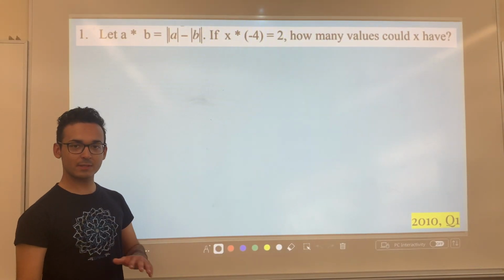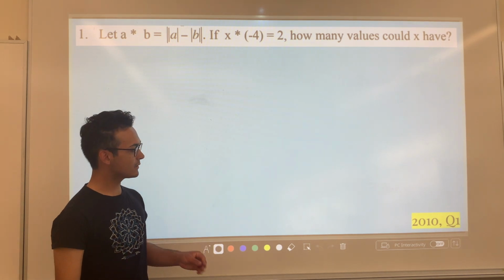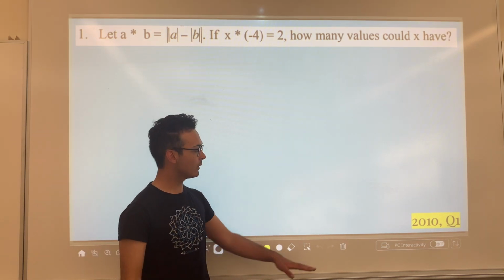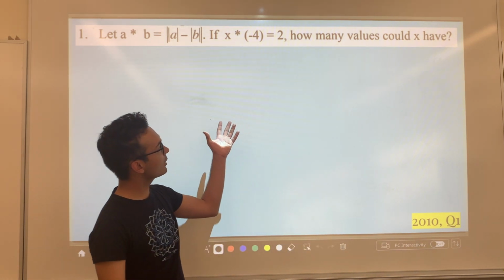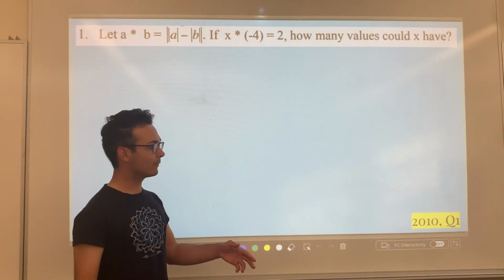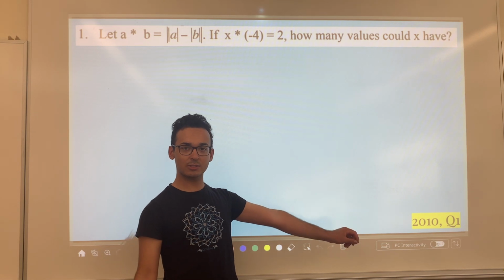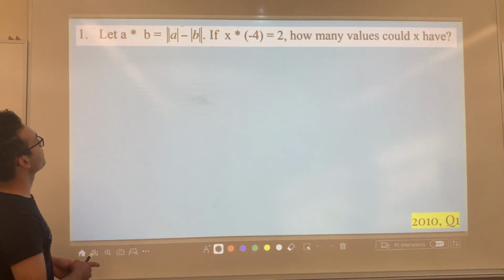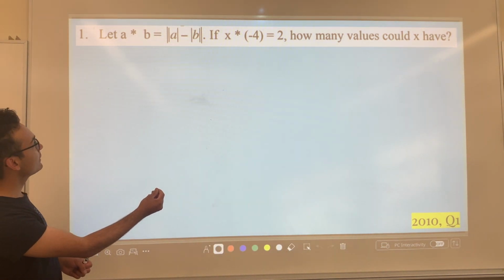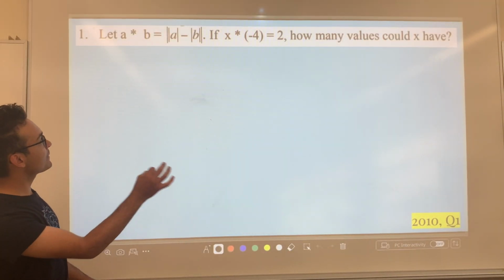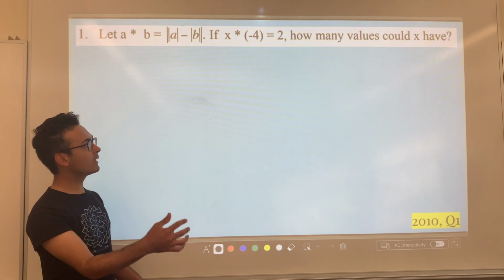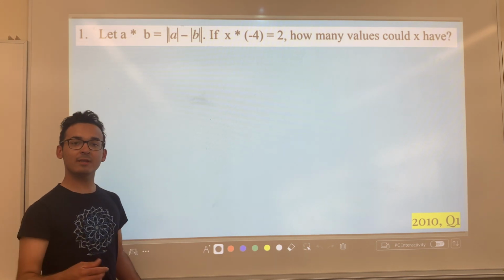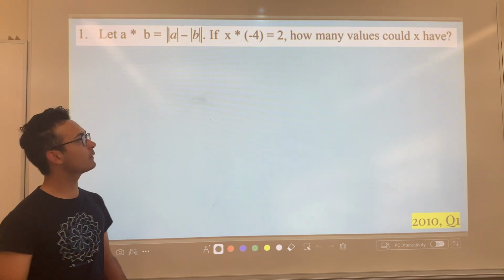For your reference, these are all from previous competitions, so if you want to look at this on your own, this will give you the year and the question number. So this particular problem in Arithmetic with star operations is from 2010 and it's question number 1. Okay. Let a star b equal the absolute value of a minus the absolute value of b. If x star negative 4 is equal to 2, how many values could x have?